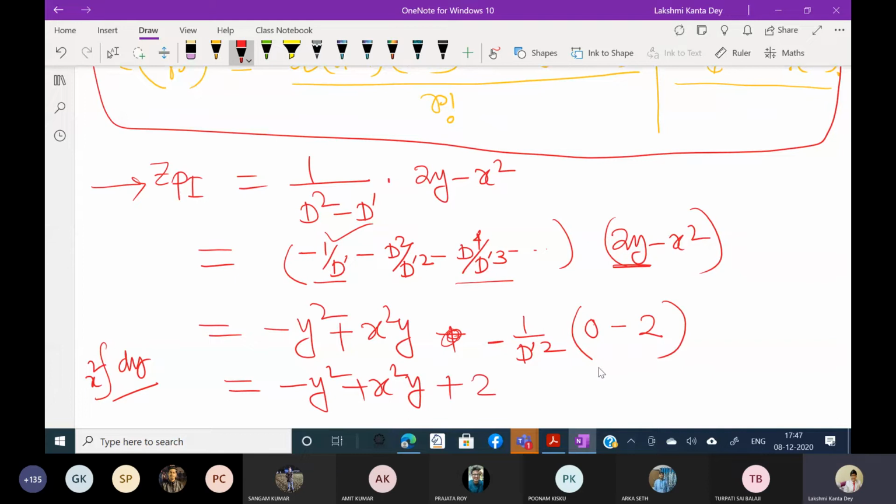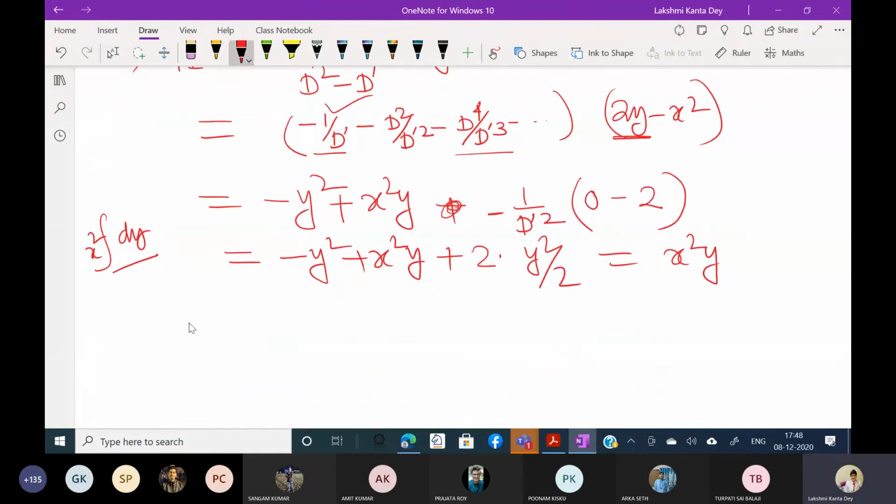2 will be coming out here. We have to integrate 2 times with respect to y. So one time, that means only y. Second time it is y square by 2. Okay, so it will be x square y this.